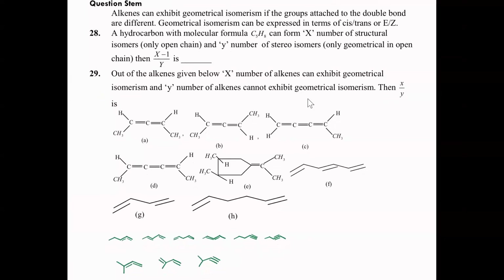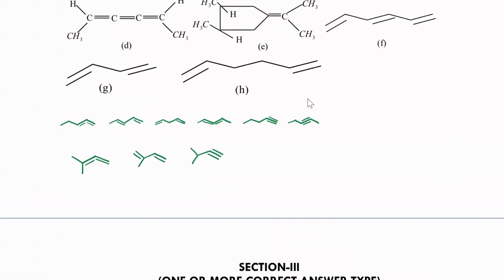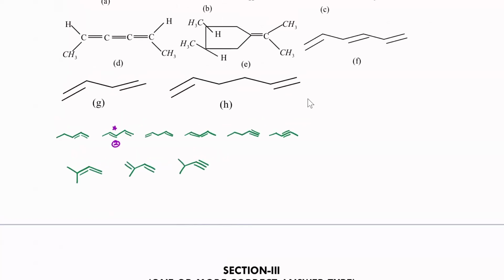Structural isomers done. Now, Y number of stereoisomers, only geometrical in open chain. So we need to only count the geometrical forms. If you count the geometrical forms here, this is the geometrical form. So two here, two geometrical isomers. And then we have nowhere else. That's it. Check out. That is the only position where we can have the geometrical isomers.